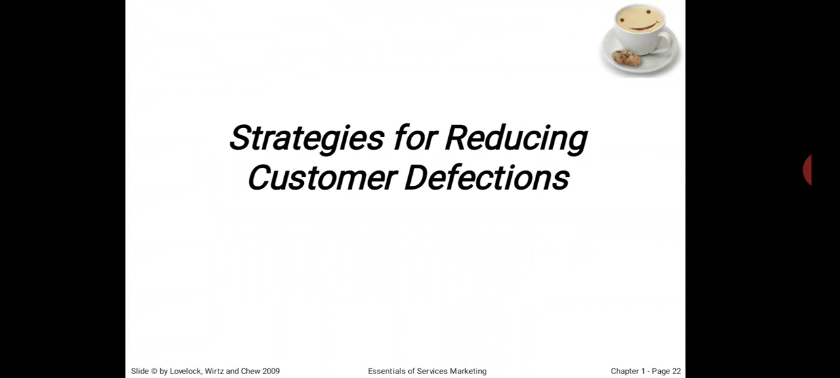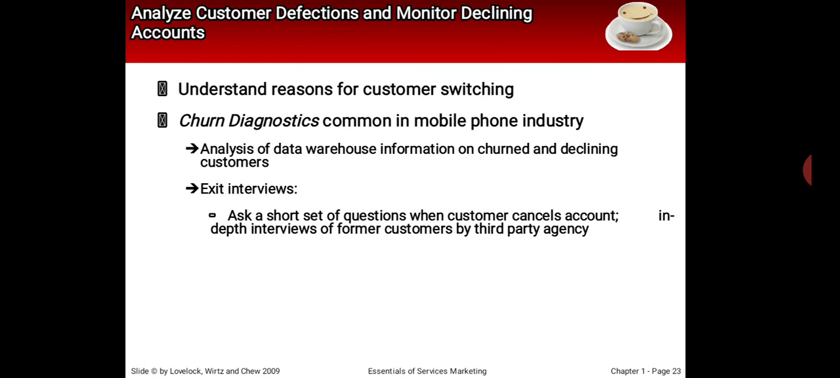Strategy for reducing customer defection. Various strategies are used for the purpose of reducing customer defection. Analyzing customer defection and monitoring declining accounts, and understanding reasons for customer switching. First of all we have to identify the reason why customers are switching from our services to another service provider, right? Churn diagnostic is common in the mobile phone industry. Analysis of data warehouse information on churn and declining customers. Exit interview, also you can put exit interview, right?